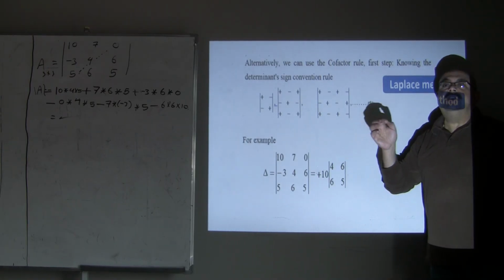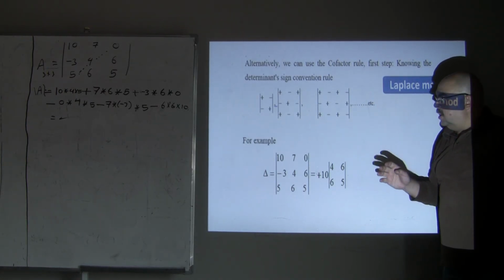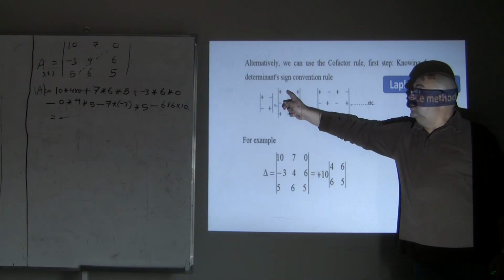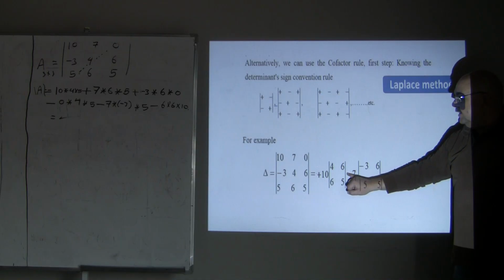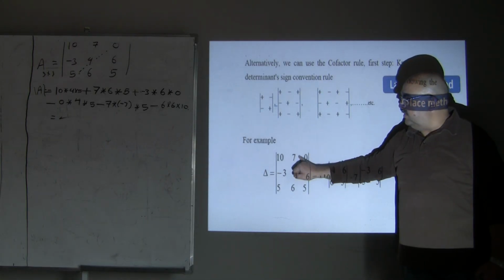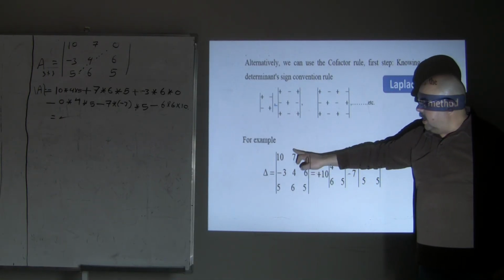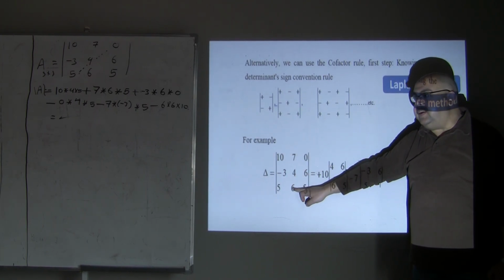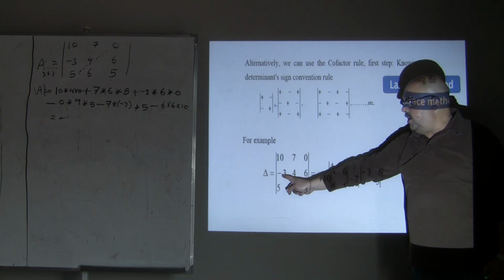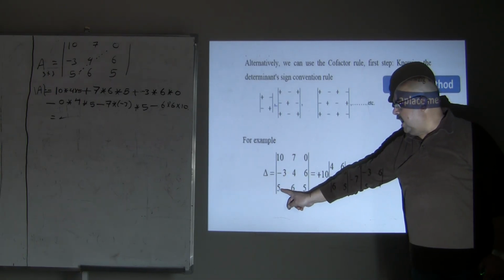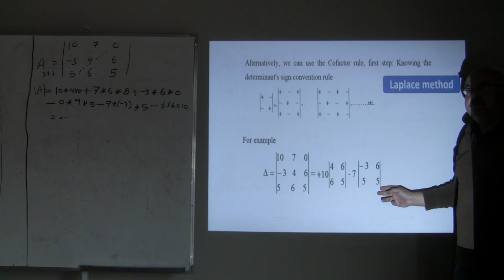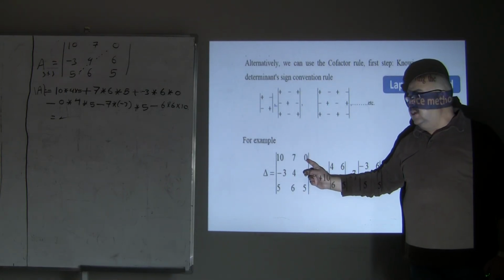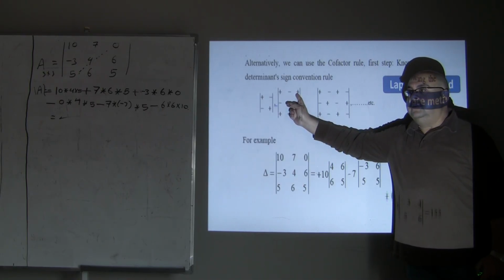I will repeat this sequence. I will go for 7. The sign of the 7 is negative. That's the 7. Eliminate the row and the column. Write the remaining numbers, which are negative 3, 6, 5, and 5. Here we go. Once more, I will go for the last number. The sign is positive.